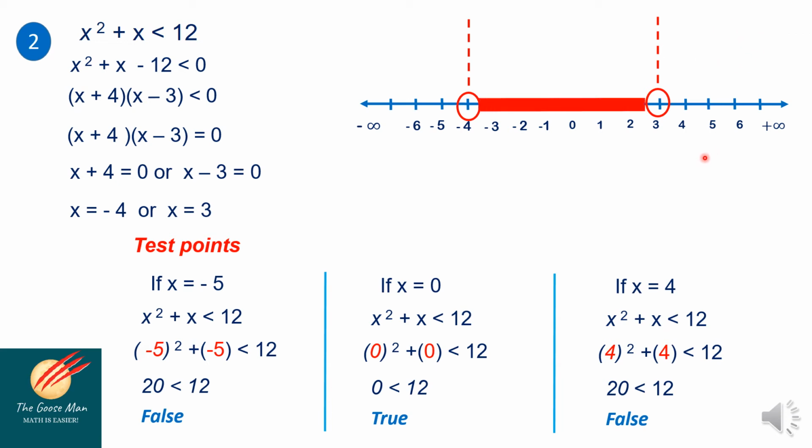So if we shade the solution part or solution set, we can say this is from negative 4 until positive 3. So therefore, the solution set is from negative 4 to positive 3.